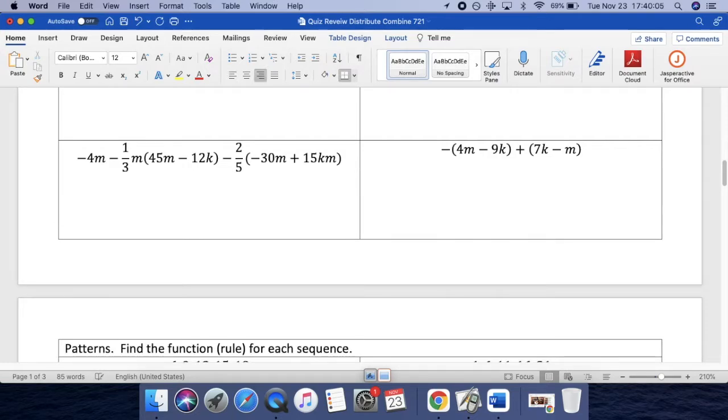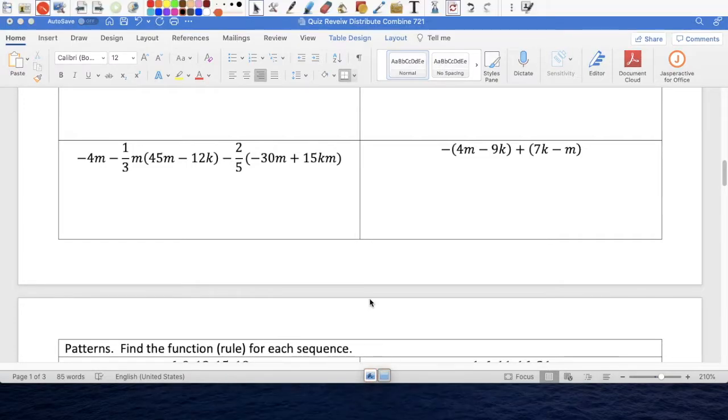Okay, so I got a couple of emails about the sequences. I think a couple of them that I have probably copied wrong.